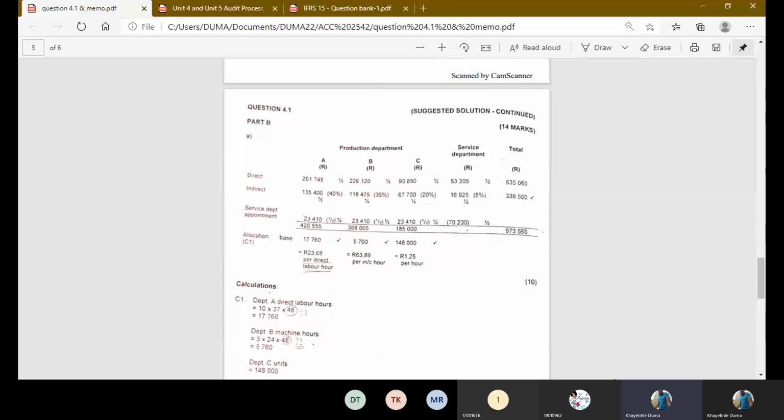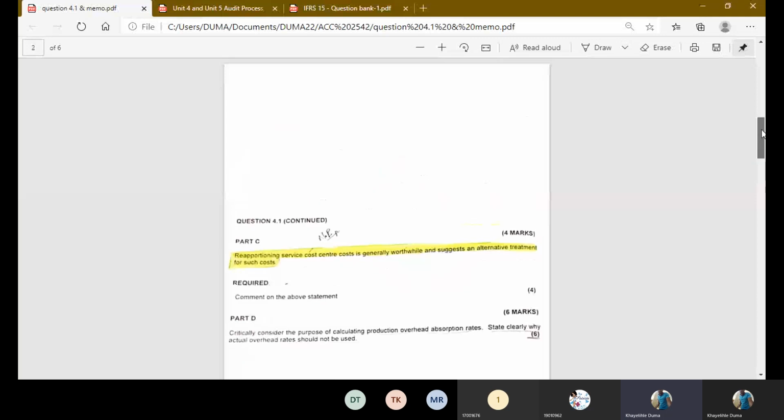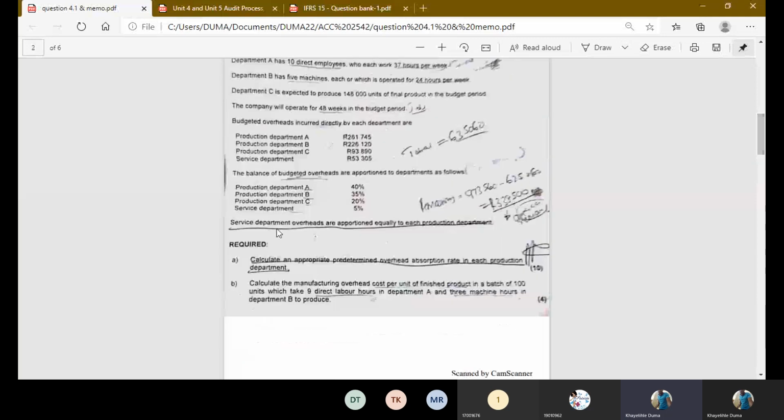So what I'm saying is that, okay, the service department apportionment on your information, again, you'll be guided by your information. How are you supposed to reapportion or apportion it to the service department? In this case, they said that the service department overheads are apportioned equally to each production department. So it's quite simple because we are given that equally. So you just have to get how many production departments you have. In this case, it's 3.